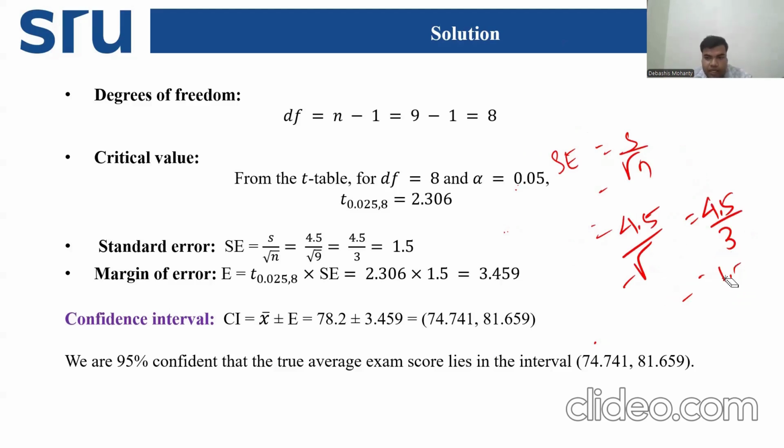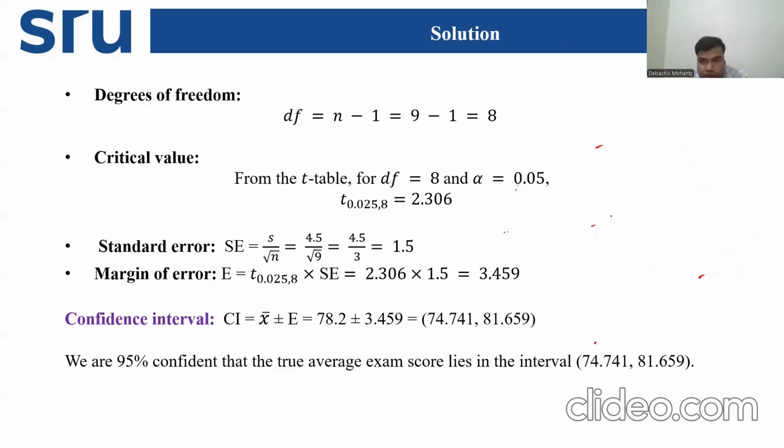After calculating the standard error, we have to calculate the margin of error. How to calculate the margin of error? It is t alpha by 2 with n minus 1, multiplied by standard error. The standard error we have already got, that is 1.5. So the t value we have to see here.